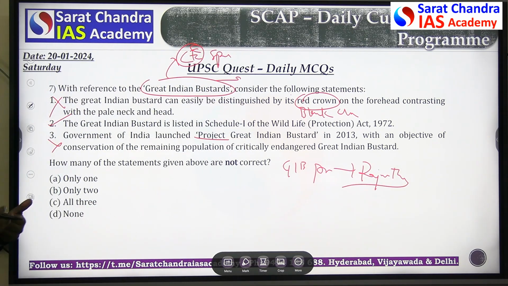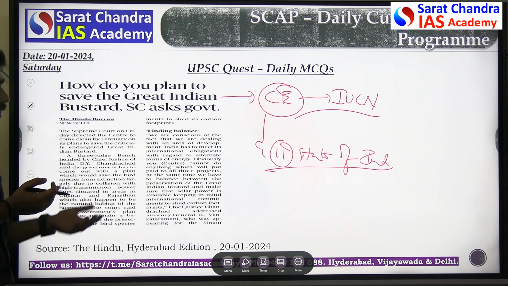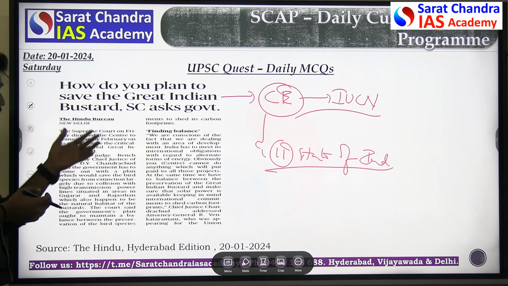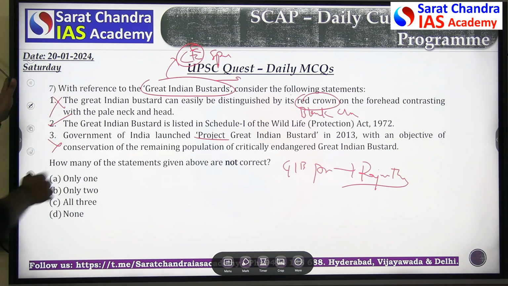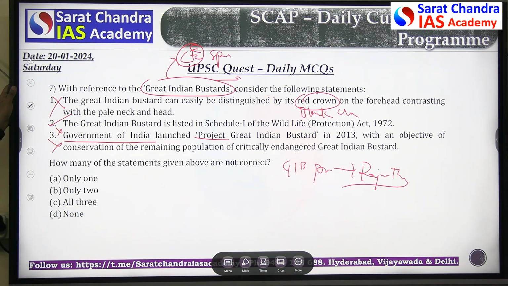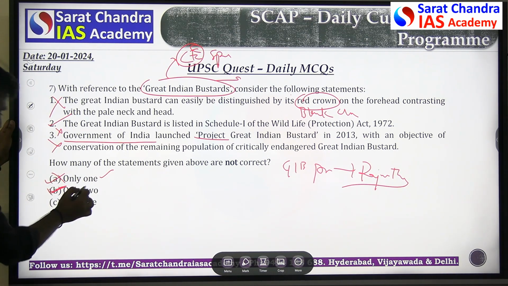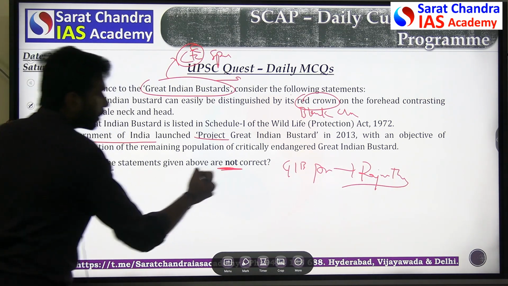So to increase the conservation efforts for the Great Indian Bustard, our Supreme Court asked the central government to present the respective plans before the Supreme Court with respect to Great Indian Bustard. That is what the article is about. So not Government of India, Government of Rajasthan launched the project. Okay, so only two is not correct, one is correct. So this is the correct answer because the question is about not correct.